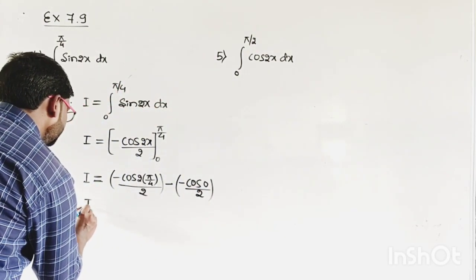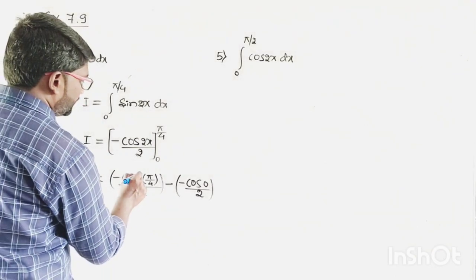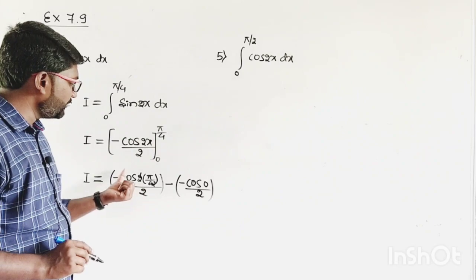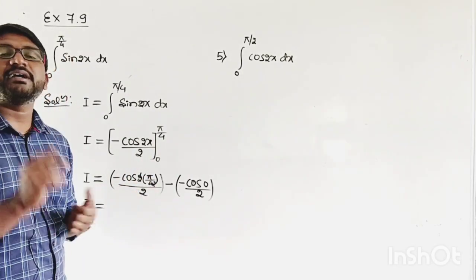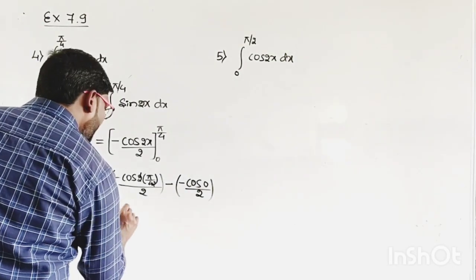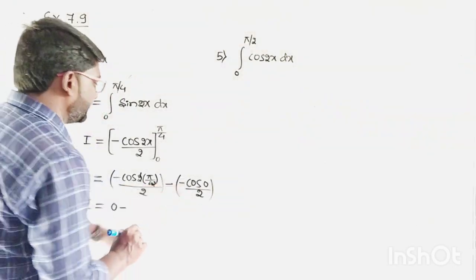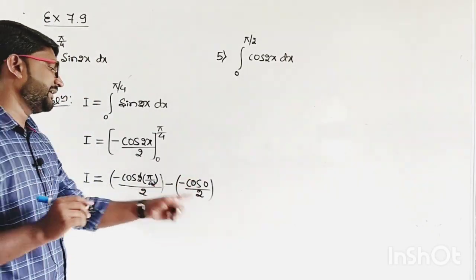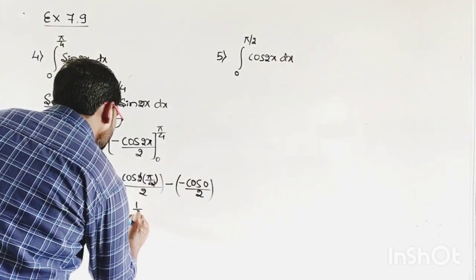Simplify this now. So here 2 1s are 2, 2 2s are 4. So overall what do we have now? We have minus cos pi by 2. Cos pi by 2 is 0. 0 by anything is always 0. So 0, minus into minus is plus, then cos 0 is 1 by 2. So 0 plus 1 by 2.